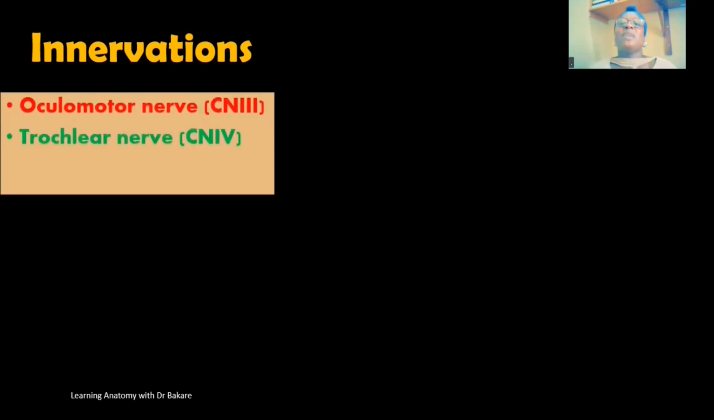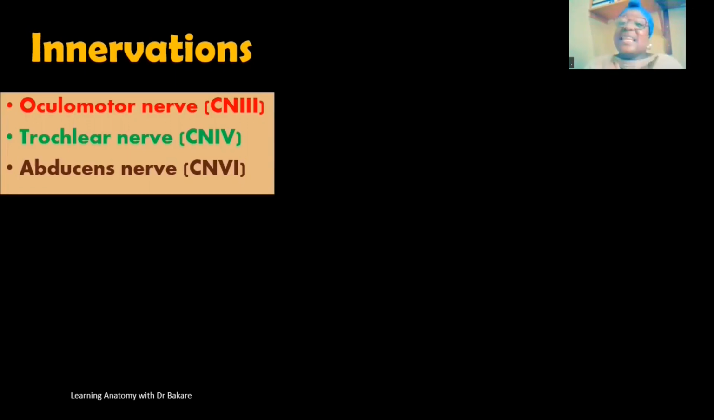The extraocular muscles are innervated by three major nerves. We have the oculomotor nerve, which is the third cranial nerve. We have the trochlear nerve, which is the fourth cranial nerve. Then we have the abducens nerve, which is the sixth cranial nerve. These three nerves are seen to innervate all the extraocular muscles. We need to be able to highlight these in the easiest way.